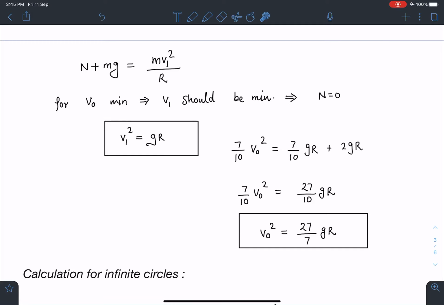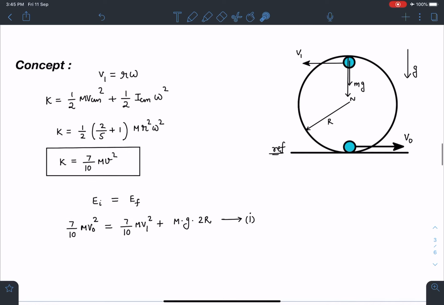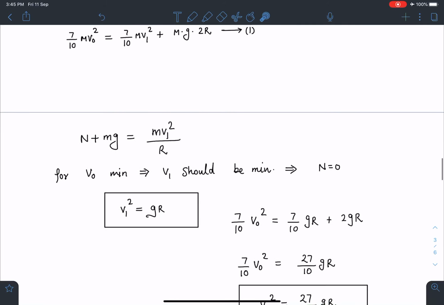For v naught minimum, if I want this velocity to be minimum, definitely v1 is going to be minimum, corresponding to the minimum value of v naught. And if v1 is minimum, from this equation I can say mg is constant, so the normal should be minimum, and the minimum value of normal is going to be 0. That means at the topmost point, this particle will be just in contact with the track. For a moment, for one instant, it will leave the contact, and again it will come in contact with the track.